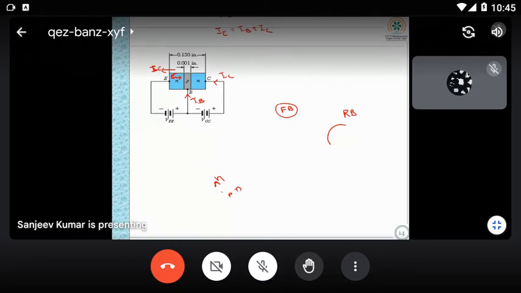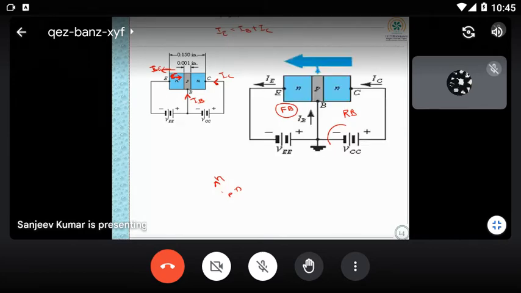NPN, because in N you can see more electrons. N majority carriers are electrons, so electrons flow in this direction. Current will flow opposite to that. So remember here electrons flow here, and current will be opposite to this. That's why you can see IE is equal to IB plus IC. So this current direction will change. IC will be this one, IB will be this one, and IE will be in this direction.